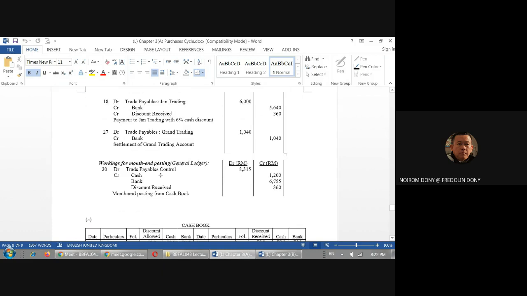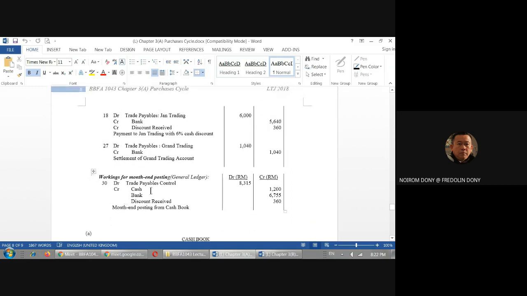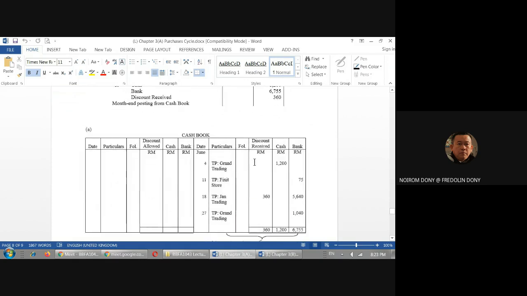Now this one is explaining the first step. Now this working for month-end posting is the second step. That is at the end of the month, on the 30th. We take the total, trade payable control will be debited, okay? And then the cash column will be credited 1,002, bank 6,755, and discount received 360. So this is the explanation using the journal entry. Now, this is the answer for the question.